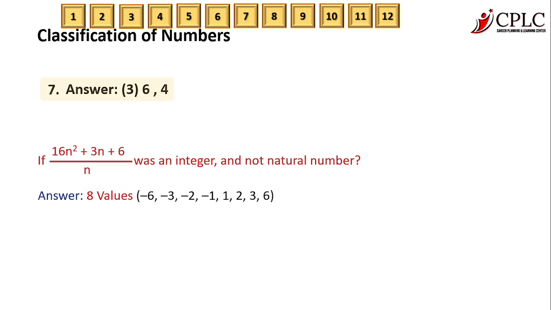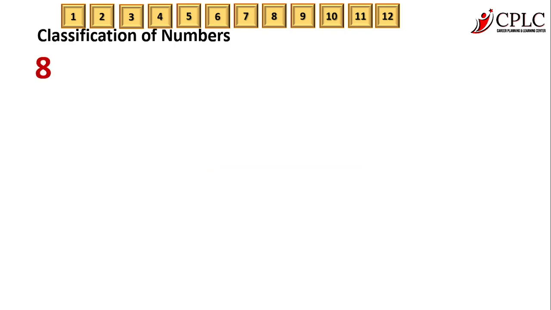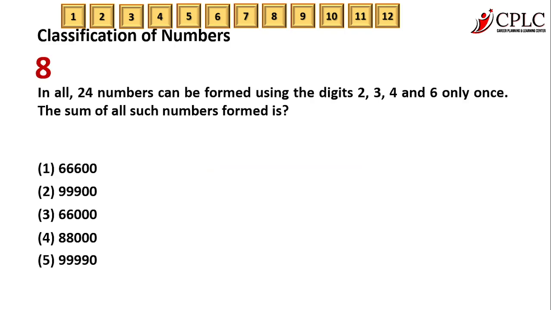Now let's do the next one. That is question number 8. For example, it says there are 24 numbers that can be formed using the digits 2, 3, 4, and 6 only once, and we have to find out the sum of all such numbers.